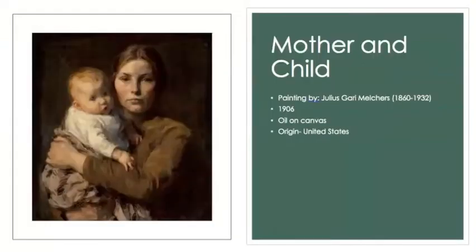The third painting I chose is Mother and Child. It's a painting by Julius Gary Melchers. It was painted in 1906. It's an oil on canvas, and the origin is the United States. One of the things I really like about this painting is how realistic it is, and also the contrast between the dark background and the mother and the child.